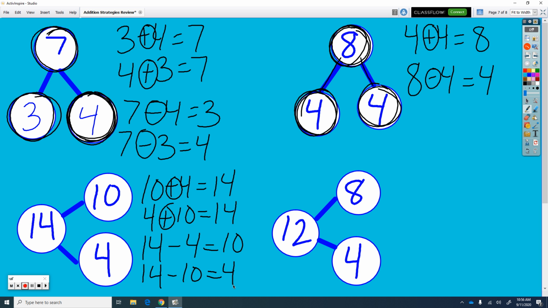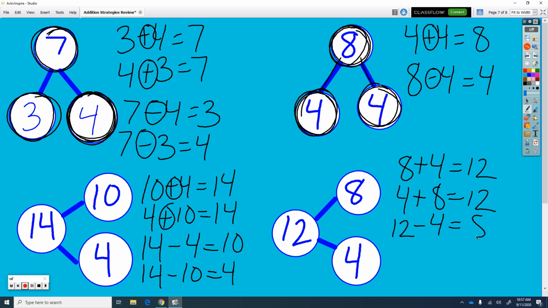All right, and then an 8 and 4 and 12. I bet you told me that if you have 8 and 4, it's going to make 12. Put a check. Good. And I bet you also told me that if you have 4 and 8, it's going to make 12. Good job. And then I bet you told me that if you have 12 and you take away 4, you're going to have 8. So look for that one and put a check. And then I know the last one that doesn't have a check says this. 12 subtract 8 equals 4. Good job.